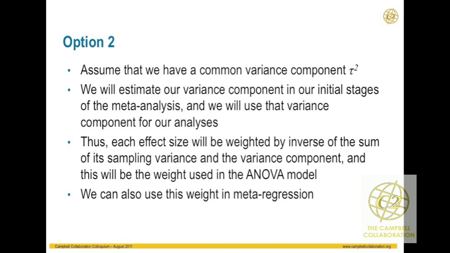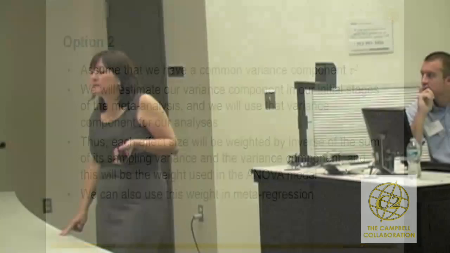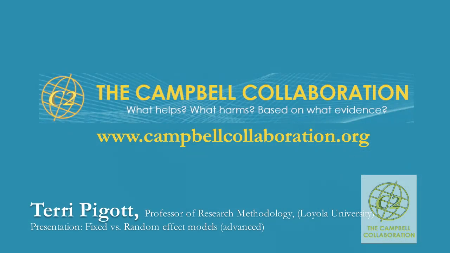And this also applies if we're going to do a meta-regression model. So we probably want to estimate that single variance component when we're going to do a meta-regression model. Okay. So just as an aside, we also use regression methods in our moderator analyses when we want to look at more than one predictor at a time.